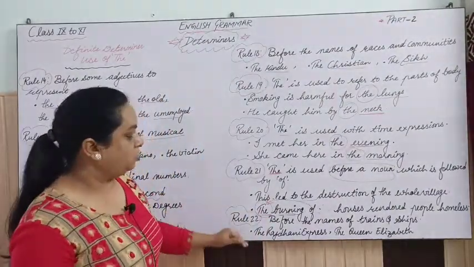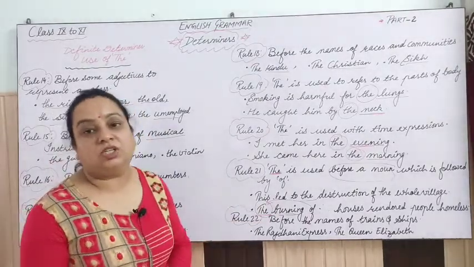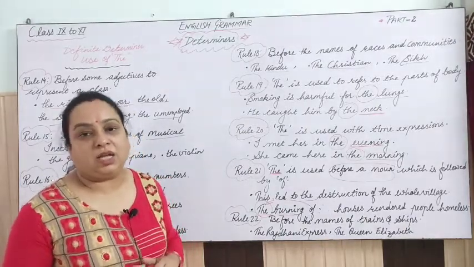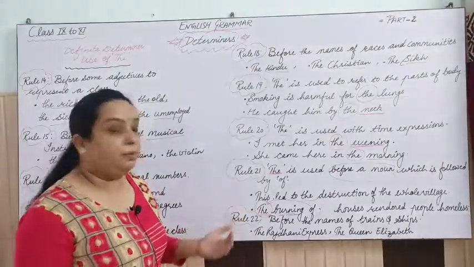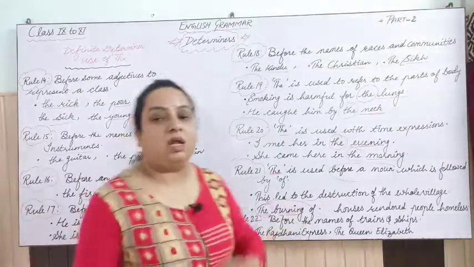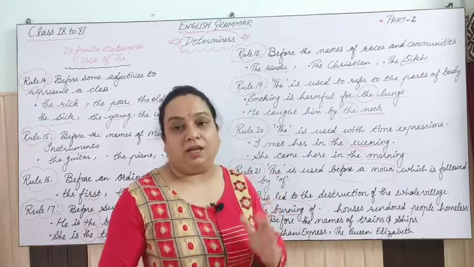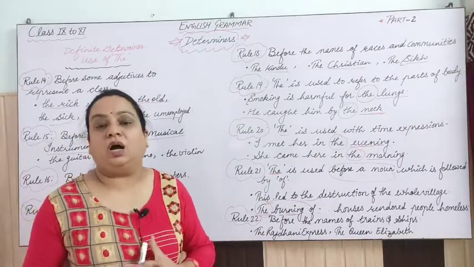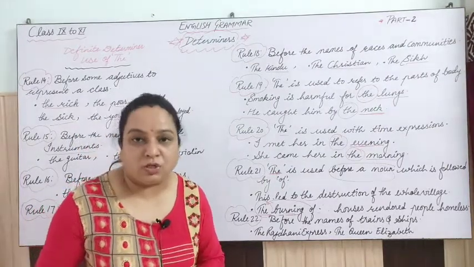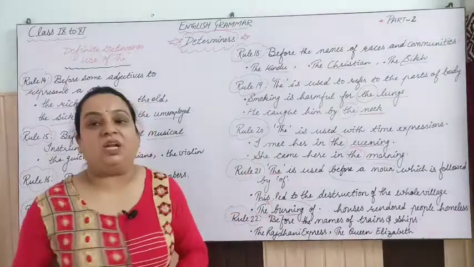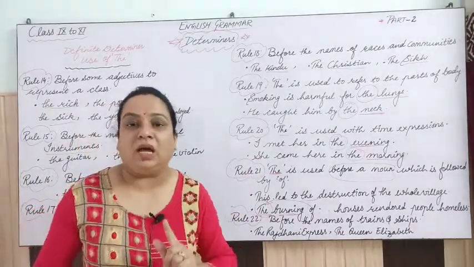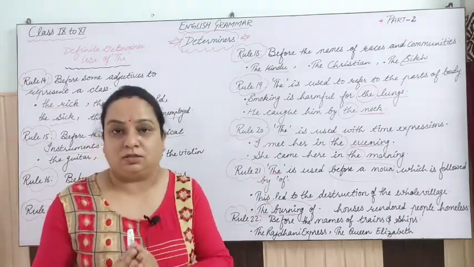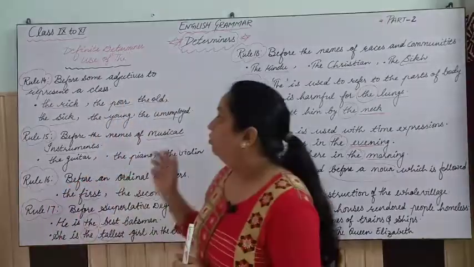And the last rule is what? Before the names of the trains and the ships, you have to attach the. For example, the Rajdhani Express, the Shatabdi Express, the bullet train, or the Queen Elizabeth, the Titanic. So these are the rules we have done, where we have to use the along with the exceptions. In all we have done 22 rules, and this is only one kind, that is the article determiner, the definite article.